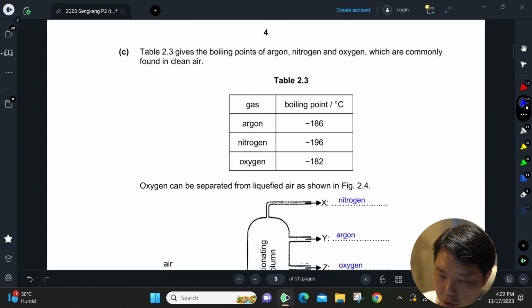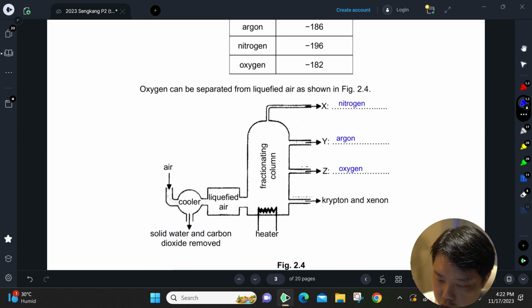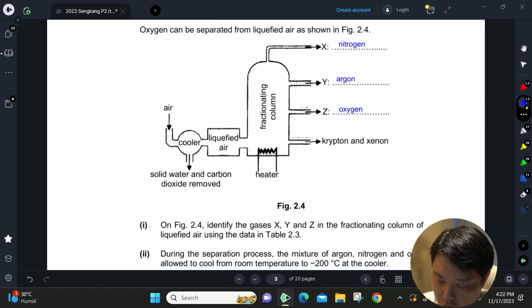Okay, so we have the boiling points of argon, nitrogen, and oxygen. They show you a fractionating column. On figure 2.4, identify the gases X, Y, and Z, using data in table 2.3.